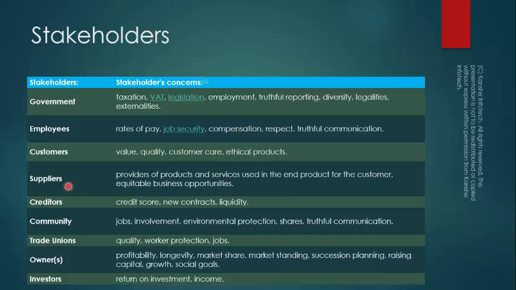Suppliers are also stakeholders. Their concerns could be providers of products and services used in the end product for the customer, equitable business opportunities. Creditors, their concerns could be credit score, new contracts, and liquidity. Community, and their concerns could be jobs, involvement, environmental protection, shares, truthful communication. Trade unions, quality, worker protection, jobs. Owners of the business, profitability, longevity, market share, market standing, successful succession planning, raising capital, growth, social goals. And then investors, their concern could be return on investment or income. And these are some of the additional stakeholders in a business. Now this is from the business side.